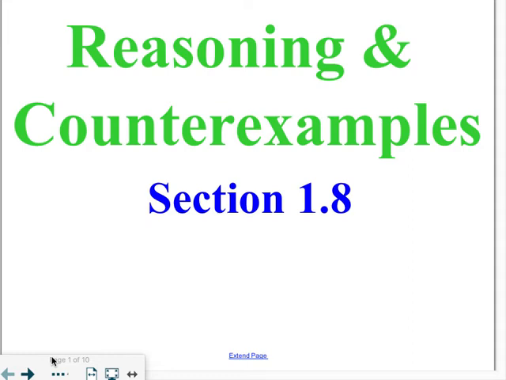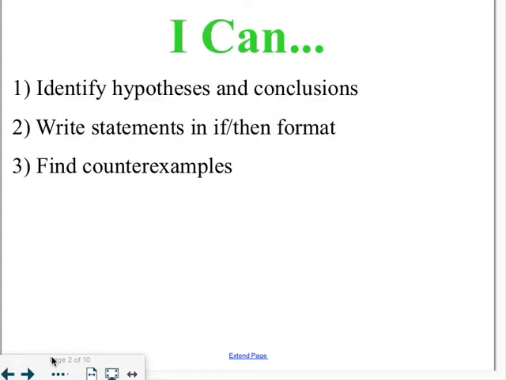Hello class, today we are talking about section 8.1, which is reasoning and counterexamples. By the end of today's lesson, you will be able to identify hypotheses and conclusions. You will be able to write statements in if-then, or conditional, format. And you will be able to use counterexamples.